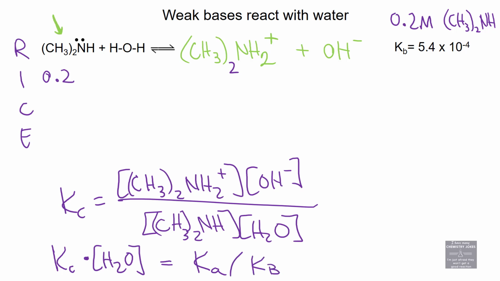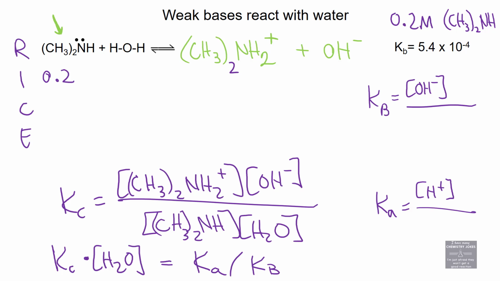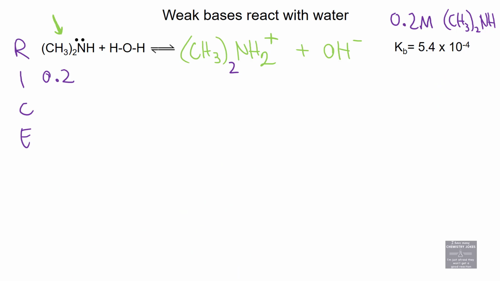What's the difference in Ka and Kb? Kb is a weak base reacting with water. A Kb expression always has hydroxide as a numerator. A Ka expression always has H+ as a numerator. Okay, that was a little bit of a tangent, but that's the difference between Ka and Kb, and that's the difference between Ka, Kb, and Kc. Oh, so many Ks. All right, starting over.